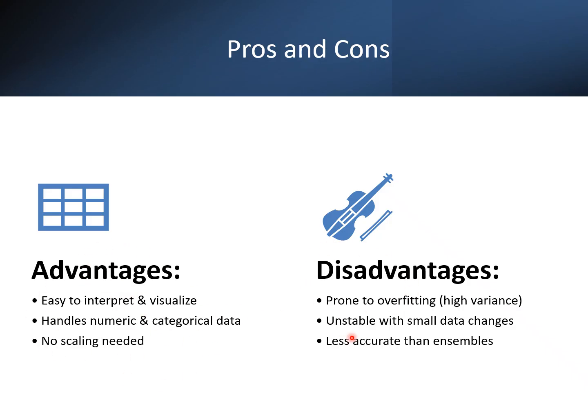And then the disadvantage is that they are prone to overfitting because of the high variance, and also unstable with small data changes. They are also less accurate than ensemble methods. We are going to see ensemble techniques, which are a combination of these different decision trees. We are going to see how, instead of basing our decision on just one decision tree, we can combine multiple decision trees to lead to a particular prediction, whether we are using a regression problem or a classification problem.